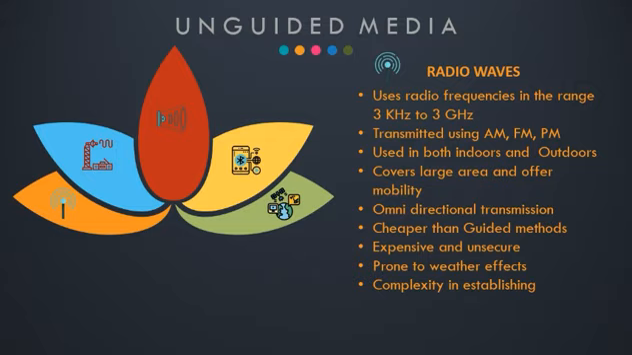Then there is complexity in establishing. To establish radio communication, we need to get proper permission from the concerned authorities like government offices. So these are the main features of radio waves. As examples, we can see both indoor and outdoor cordless phones, AM and FM radio stations, garage door openers, etc. These are some examples of radio wave transmission.